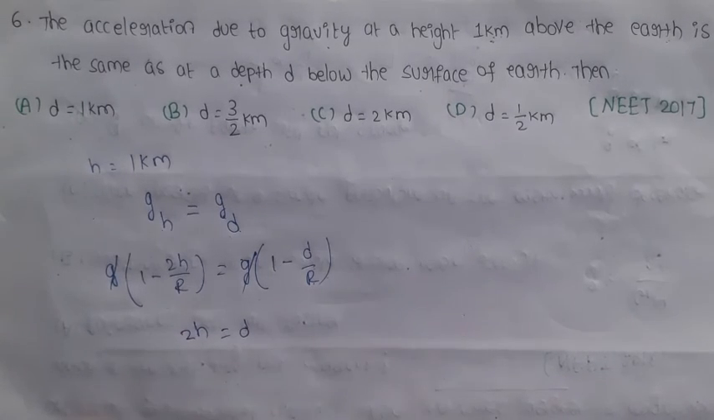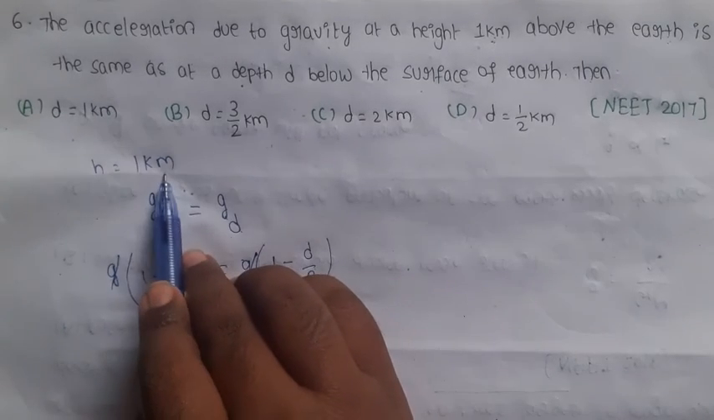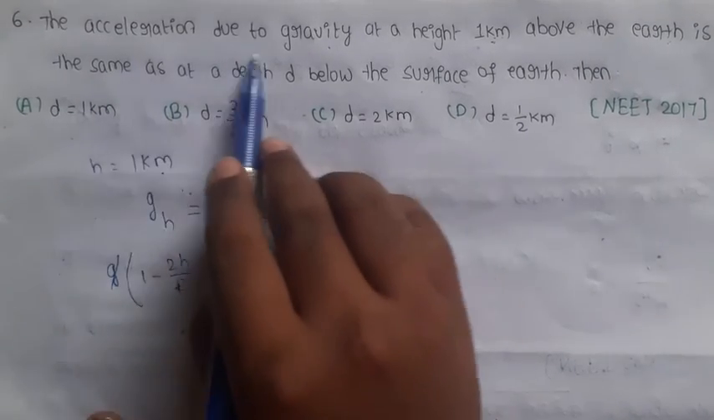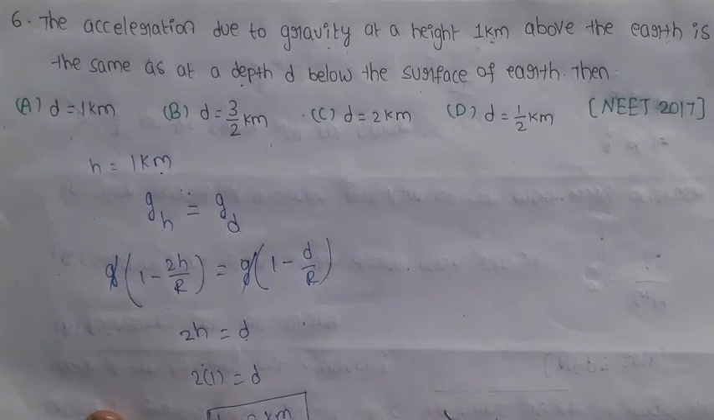Here minus minus also cancels, and 1 also cancels. The remaining values are 2h equals d. What is the h value? h equals 1. So d equals 2 into 1, so d equals 2 kilometers. Okay. The acceleration due to gravity at a height of 1 kilometer is equal to the acceleration due to gravity at a depth of 2 kilometers. Both are equal.